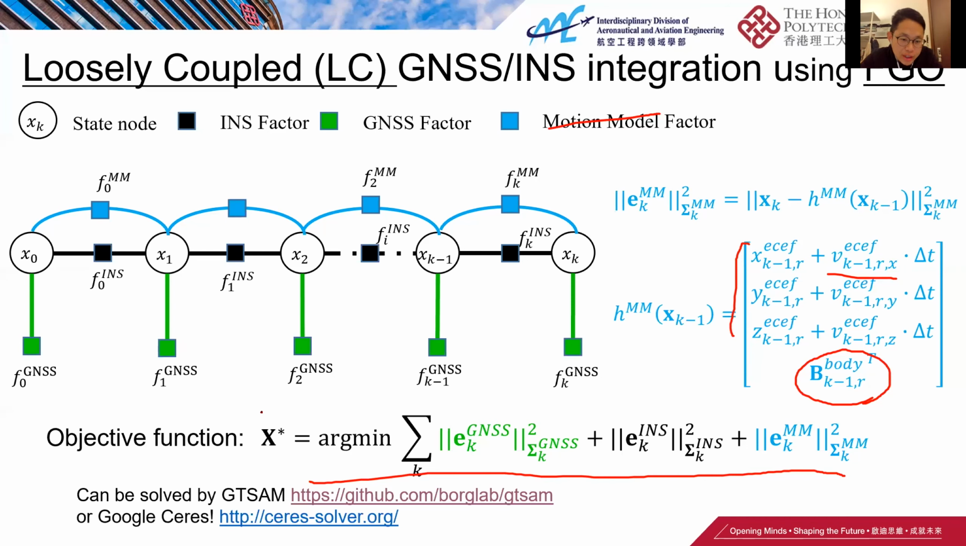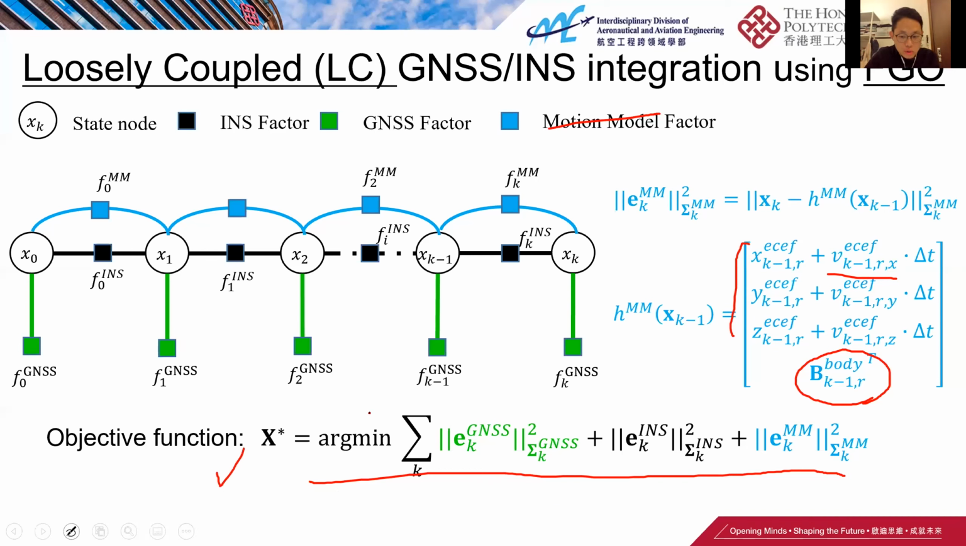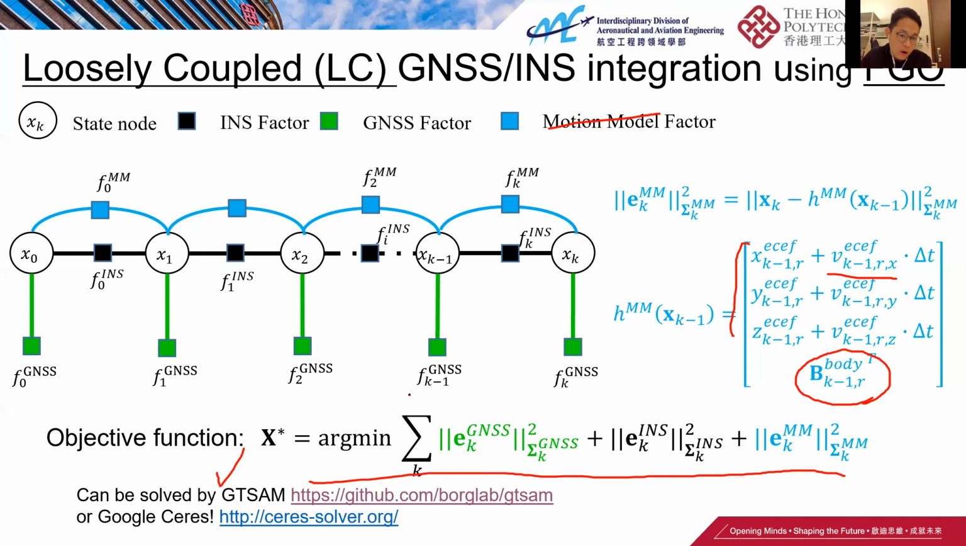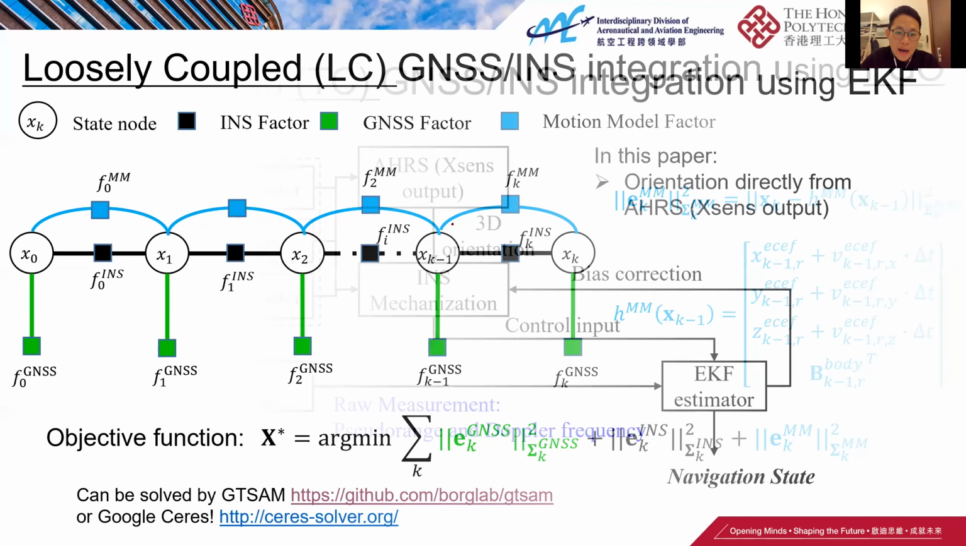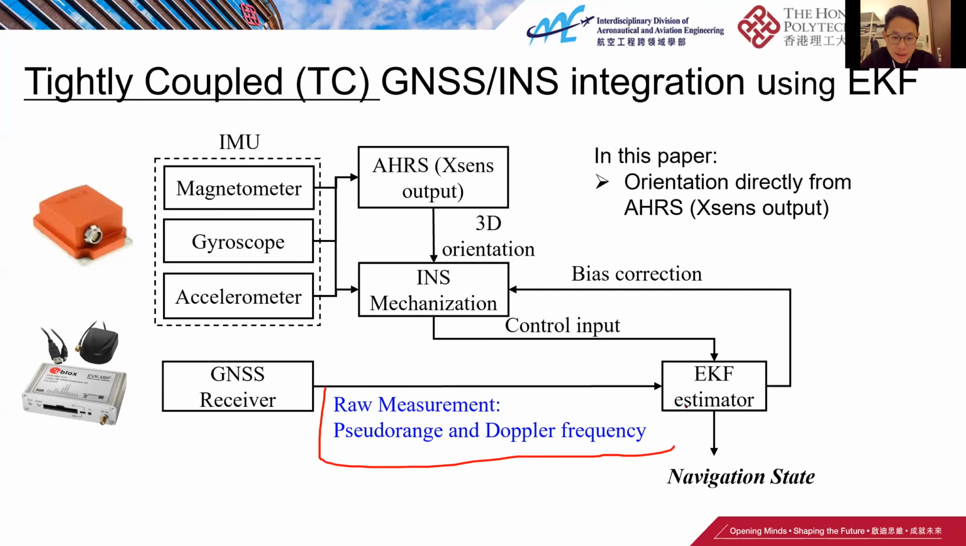Then after you construct this FGO, currently there are a lot of solvers to solve this nonlinear least squares problem. What we use in this paper is GTSAM, which is developed by Georgia Tech, or you can use Google Ceres to do this as well. They are all very popular solutions. Okay. Right, for tightly coupled, everything is the same, except that the measurements become the pseudorange and Doppler frequency. The rest is the same.